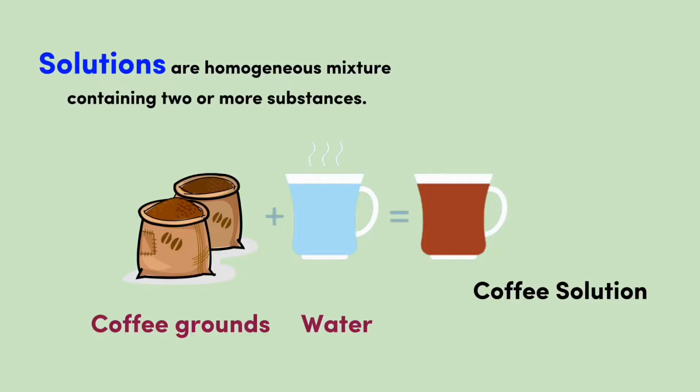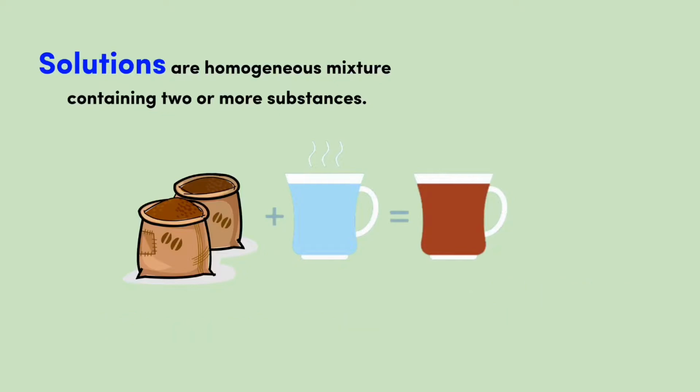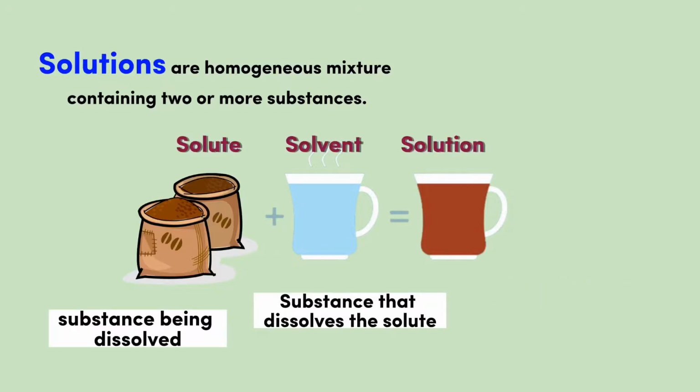Now, if you look at the solution, it has one appearance only because the components are evenly distributed. A solution is made up of solute and solvent. The substance to be dissolved is called the solute. The one that is doing the dissolving, or the dissolving medium, is called the solvent. Once a solution is formed, it is impossible to distinguish the solute from the solvent, as everything is uniformly distributed.